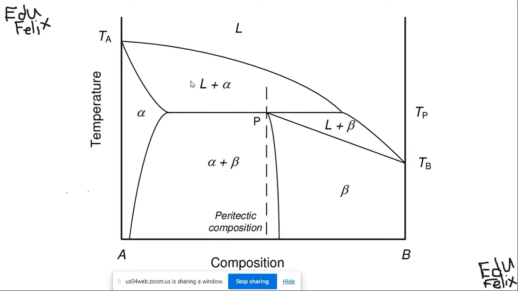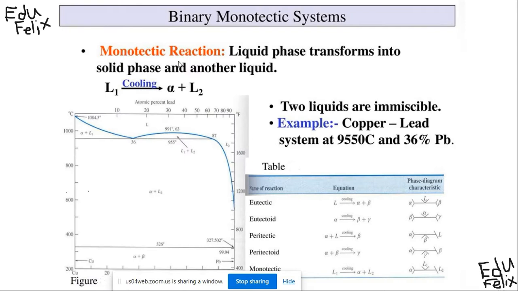So at that position, you can see after L and alpha, right? There is no alpha phase. They form only beta. After that temperature you are forming only beta, right? So it is the peritectic. Then you have another one called monotectic. Monotectic describes the isothermal reversible change of a liquid phase to form a second liquid phase plus a solid phase during cooling. So please identify the second liquid phase, right? This is a monotectic system.